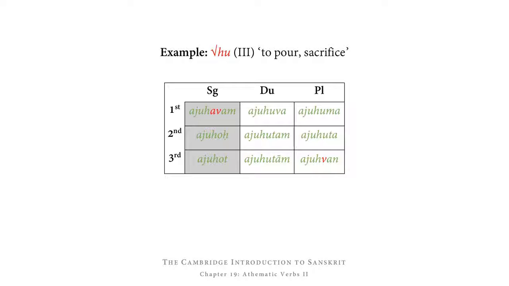And a similar element of internal sandhi occurs in the third plural as well, where in front of the ending an, the weak stem appears not as juhu, but the u at the end of the stem changes into its semi-vowel equivalent v in front of the an, and so we do not have ajuhuan, but ajuhvan. So the paradigm as a whole is ajuhavam, ajuhoh, ajuhot, ajuhuva, ajuhutam, ajuhutam, ajuhuma, ajuhuta, ajuhvan.